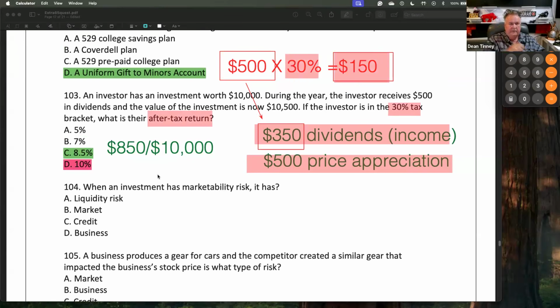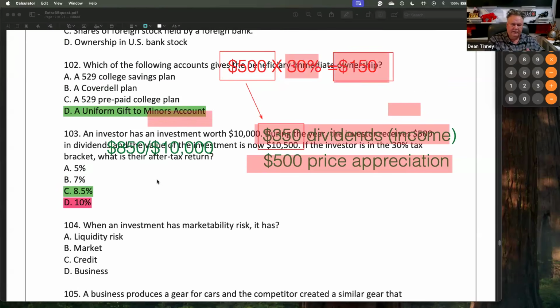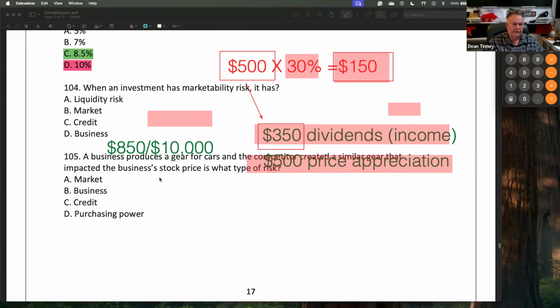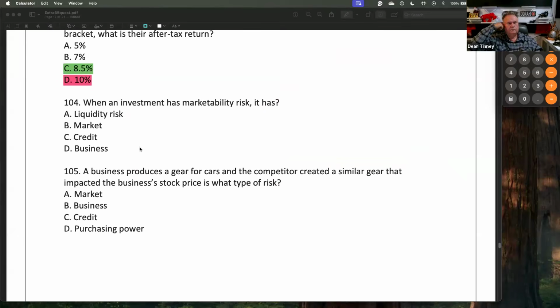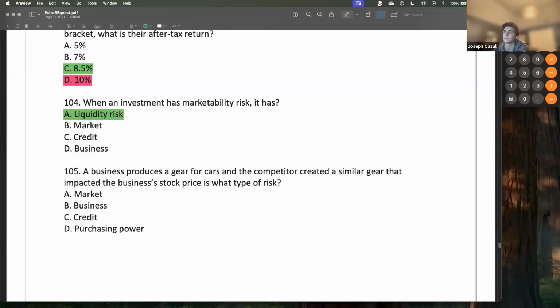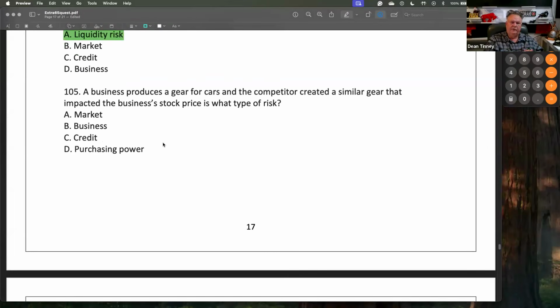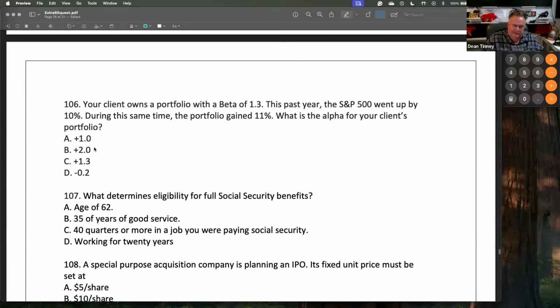That's not bad. What investment has marketability risk? This would be liquidity. Right on. A business produces a gear for cars and a competitor created a similar gear that impacted the business stock price. What type of risk? Very much a test question. Business risk, and you can diversify, right? You can have more than one stock.